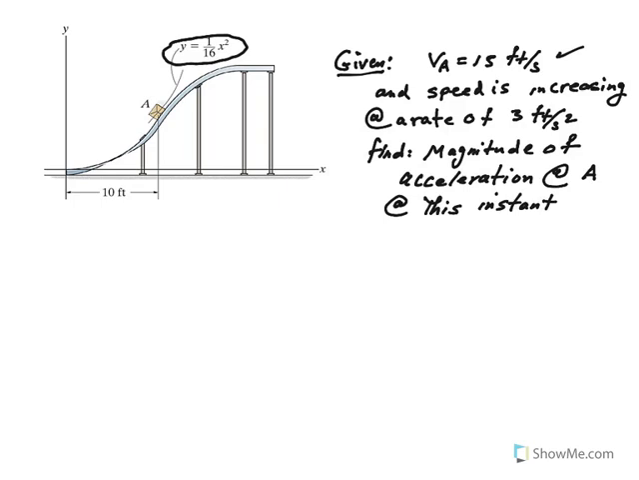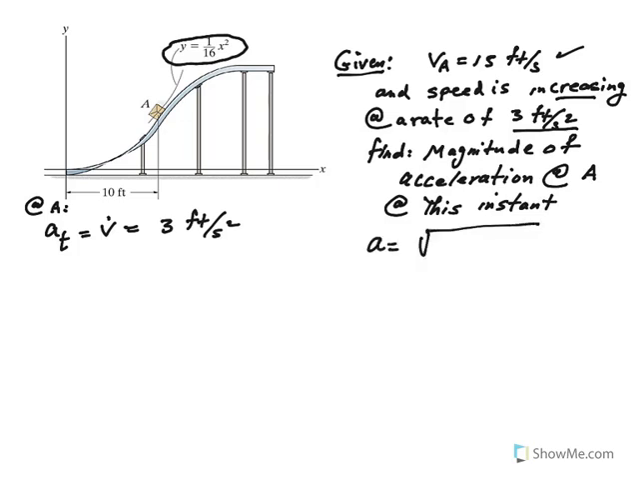or particle at that instant is increasing at a rate of 3 feet per second squared. So that's actually v dot, rate of change of velocity, which is actually the tangential component of acceleration. So that is given at that instant. This is, of course, at A for that particular instant. So the question here, or what we are trying to find, is what would be the magnitude of acceleration at A at this instant? So we know that magnitude of acceleration is always calculated based on the combination of two components, the a sub t and a sub n, or square root of a sub t squared plus a sub n squared. You have seen this in many other examples and in other videos.